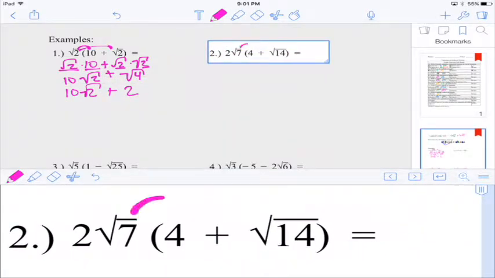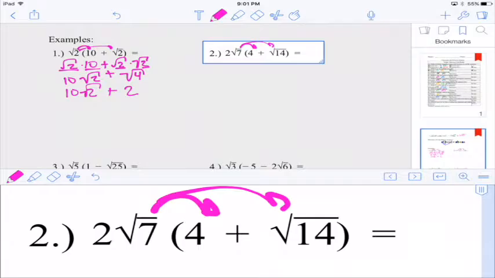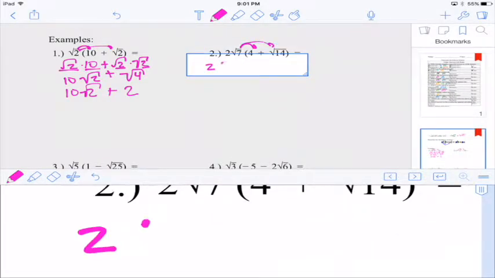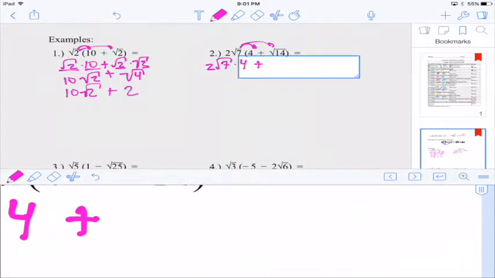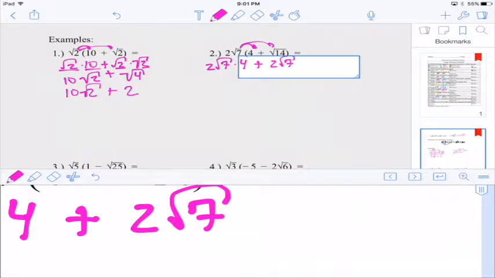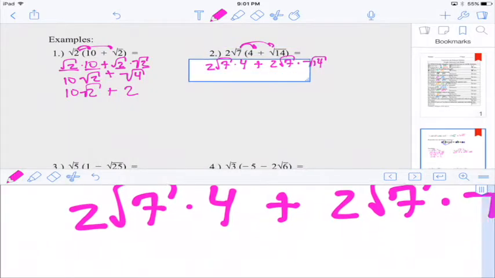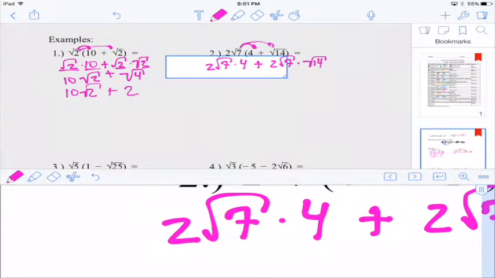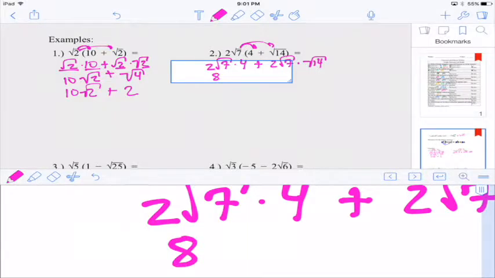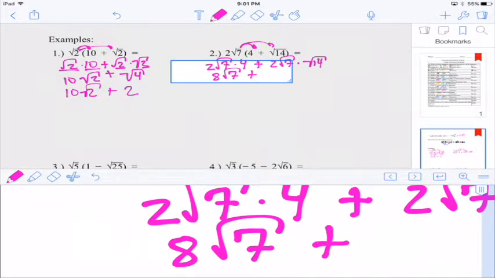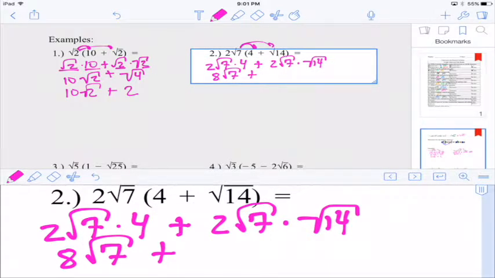Number 2. We're going to distribute. So 2 square roots of 7 times 4 plus 2 square roots of 7 times square root of 14. Okay, so 2 is outside, 4 is outside the radical, so we can multiply that. 8 square roots of 7 plus 2 is on the outside, and 7 and 14 are on the inside, so 7 times 14 is 98.